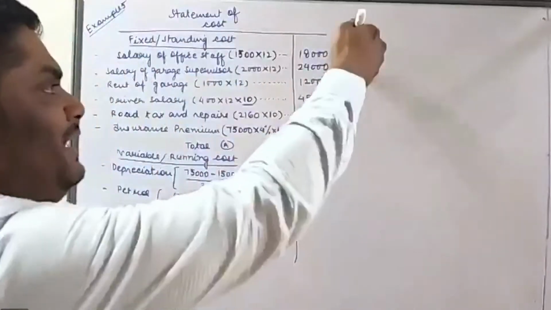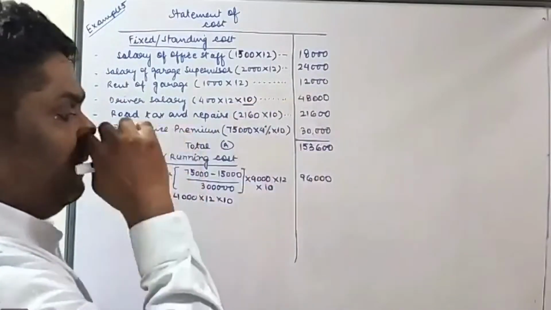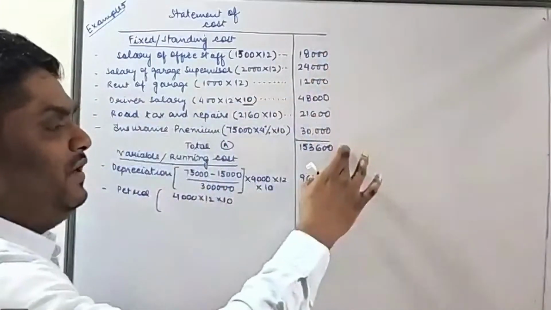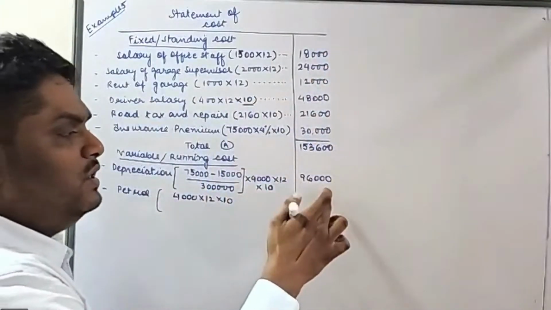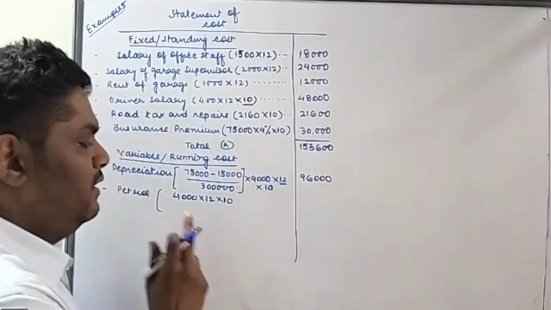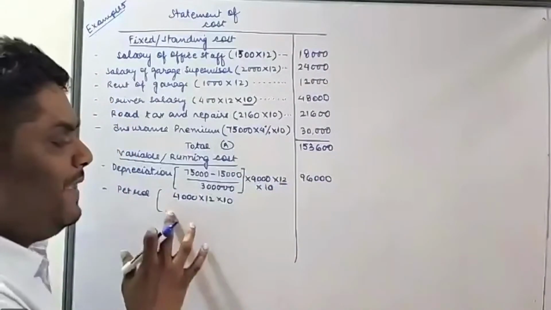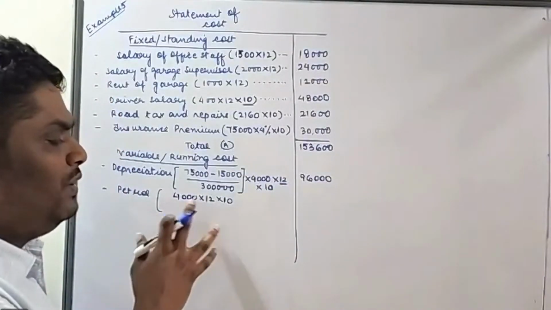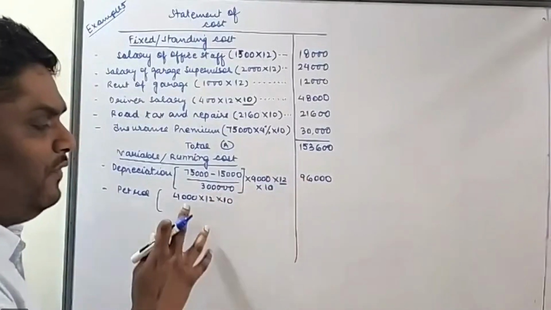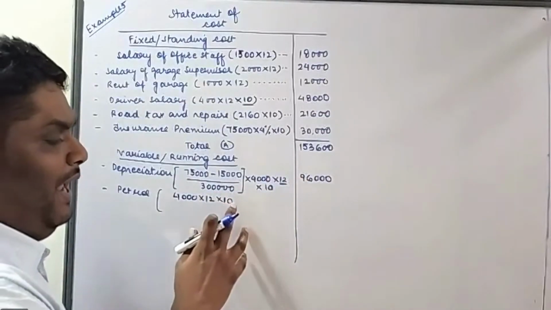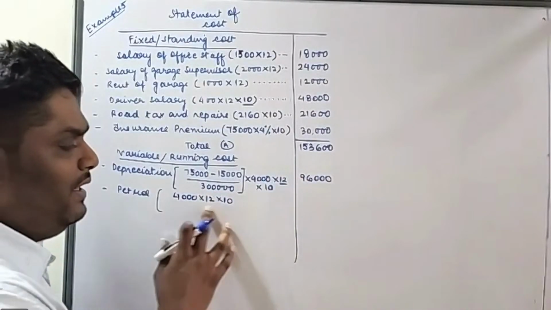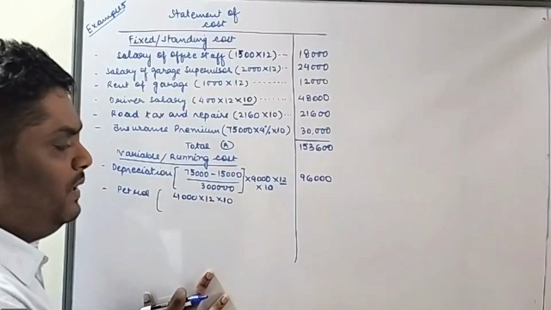See, this data we are taking for a year. Depreciation also we have calculated for a year. So this petrol cost also will be calculated for the year only. So 4,000 into 12, a taxi runs for 48,000 kilometers and total 10 taxis are there. They run for 4,80,000 kilometers.